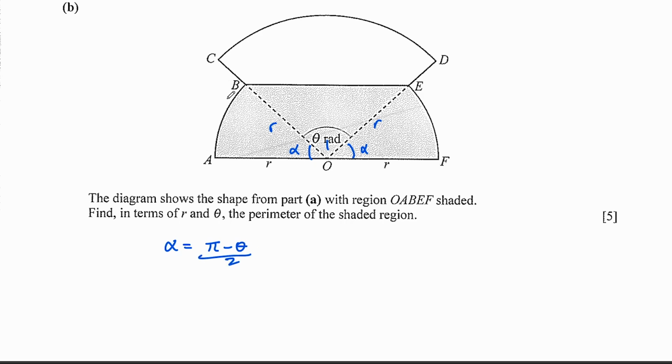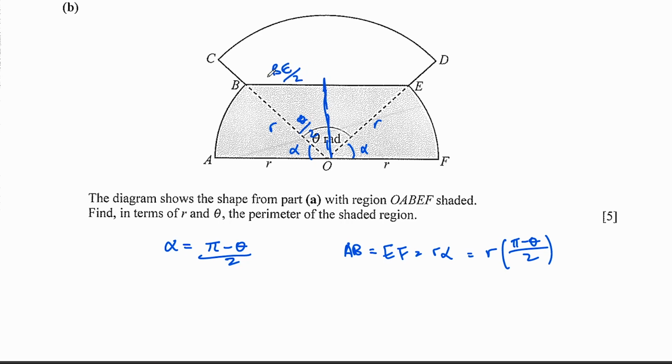And we want to find the perimeter, so we also need this arc length. The arc length of AB is equal to the arc length of EF, so it's r theta and r alpha, where alpha will be pi minus theta over 2. So we just leave this like this for now, and we'll deal with this one. We need to find BE. Maybe we can use a bit of trigonometry. We can split this into half, and here is theta over 2, and here will be BE over 2.